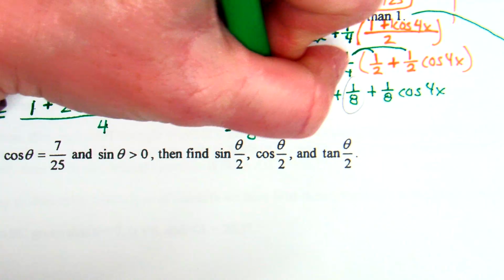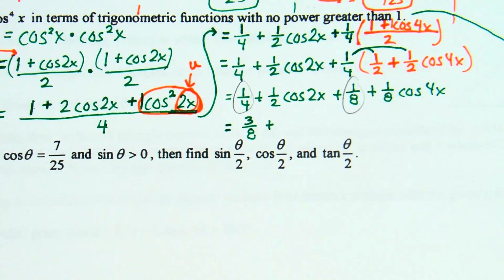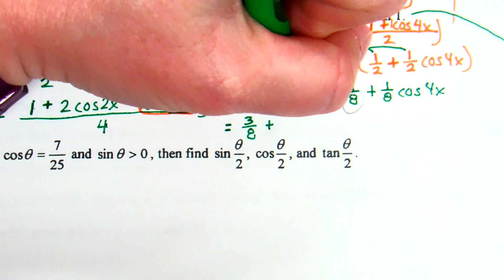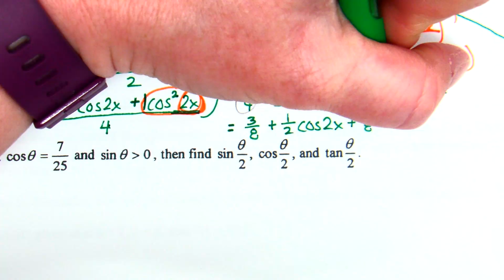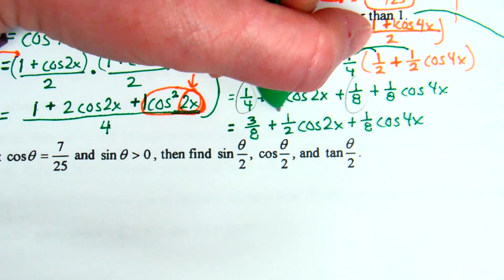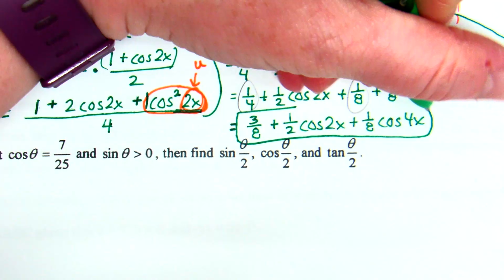Any other like terms? Well, here's the deal. Are the cosines identical? No, one's a cosine 2x, one's a cosine 4x. For them to be like terms, the variable portion has to be identical. So I'm just going to say 3/8 plus 1/2 cosine 2x plus 1/8 cosine 4x. That is one way to leave our answer.